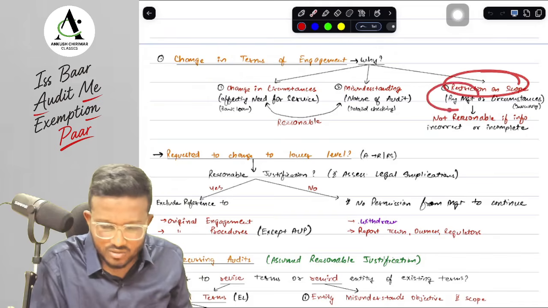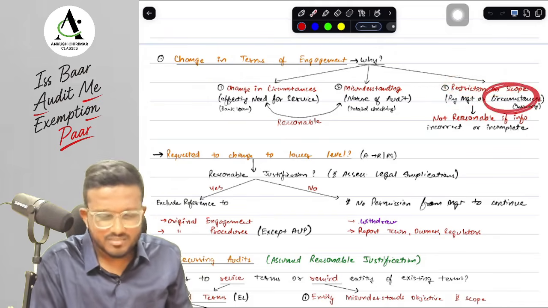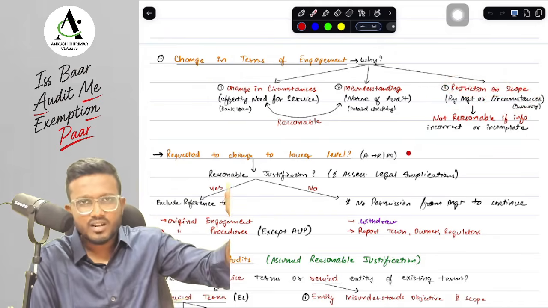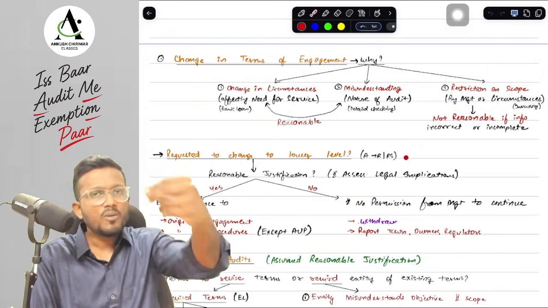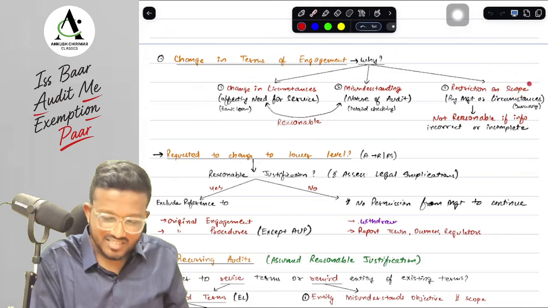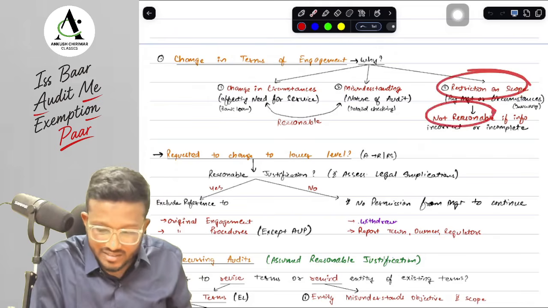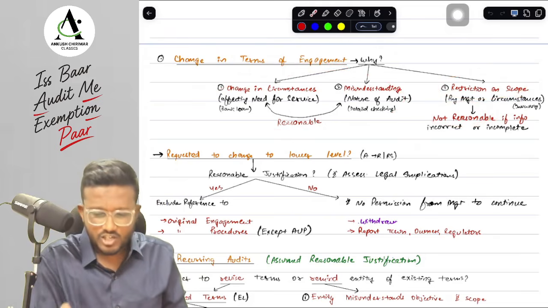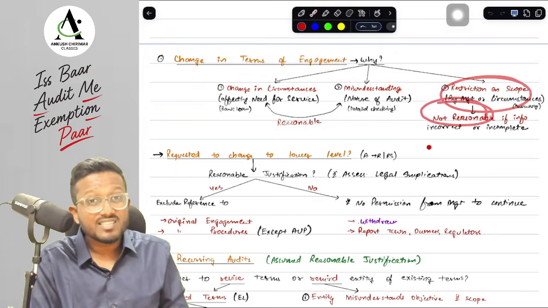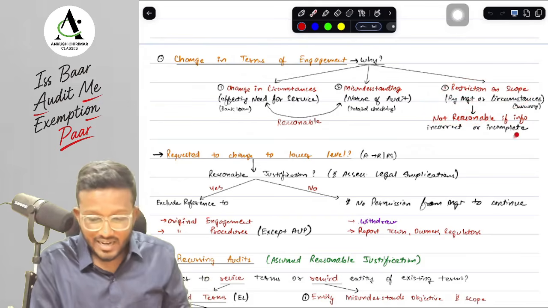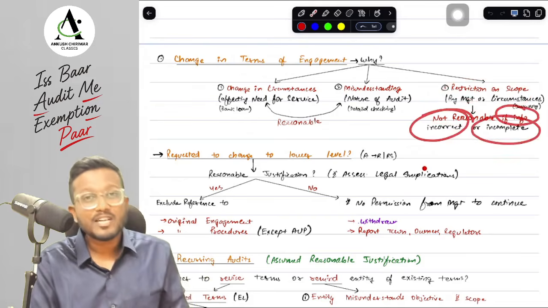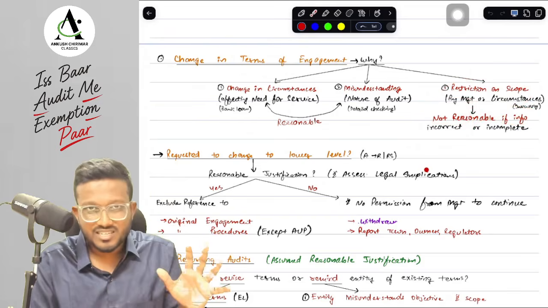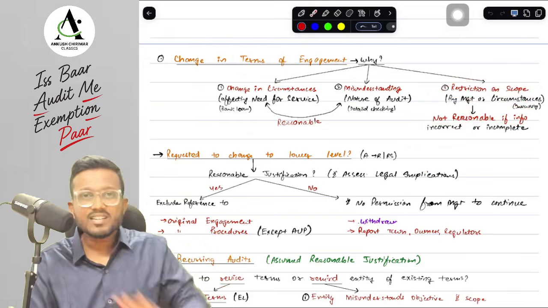And this restriction on scope can be either from the management or due to the circumstances. Suppose there was a fire and all the records were burnt, so there are no records and there is a restriction on our scope. So these two situations can be identified as a reasonable justification, but this particular thing is not a reasonable justification. If the management is providing us information which is incorrect, incomplete, or unsatisfactory, then it is not a reasonable justification. Okay, yes sir. Now what is the exact process, sir?